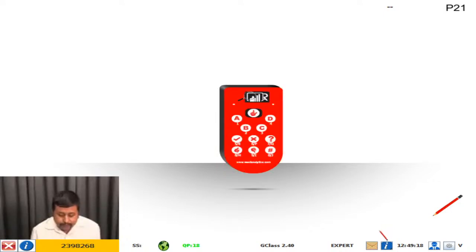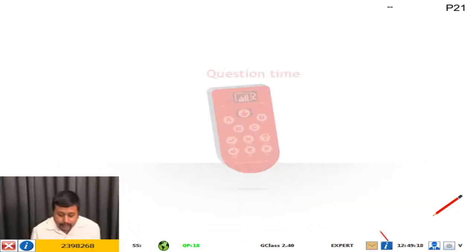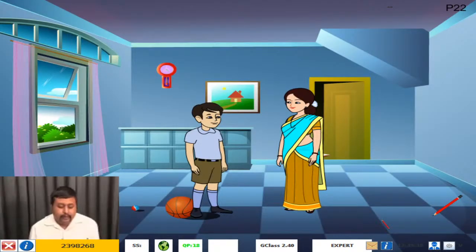Now moving on. Now we can see a nice room where two persons are standing. Let's see what conversation is going on between them, what they are discussing.